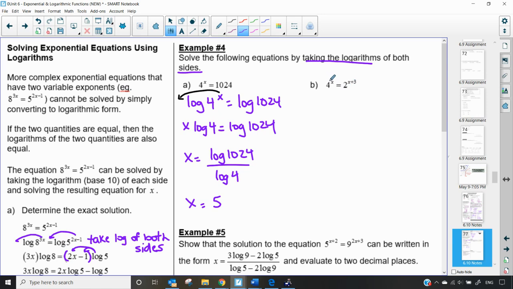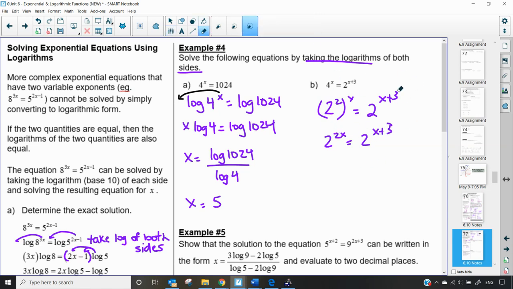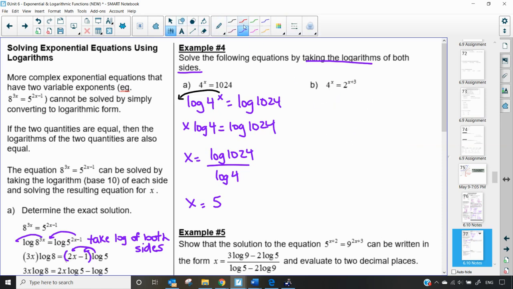Now for the next question here, we have 4 to the x equals 2 to the x plus 3. Once again, this can be solved by using common bases. So 2 squared to the x equals 2 to the x plus 3 gives us 2 to the 2x equals 2 to the x plus 3. And then we can set our exponents equal to each other and solve. So we can solve this by writing it as a common base. We're going to solve it today by taking the log of both sides.